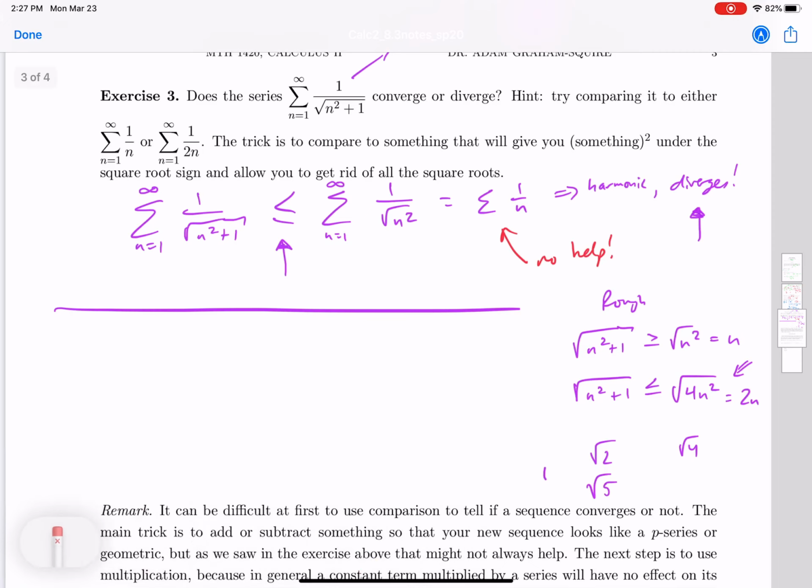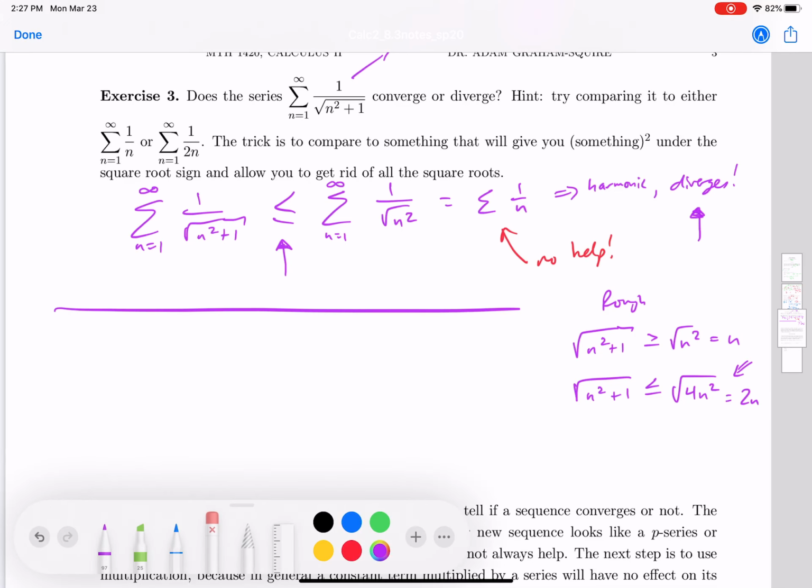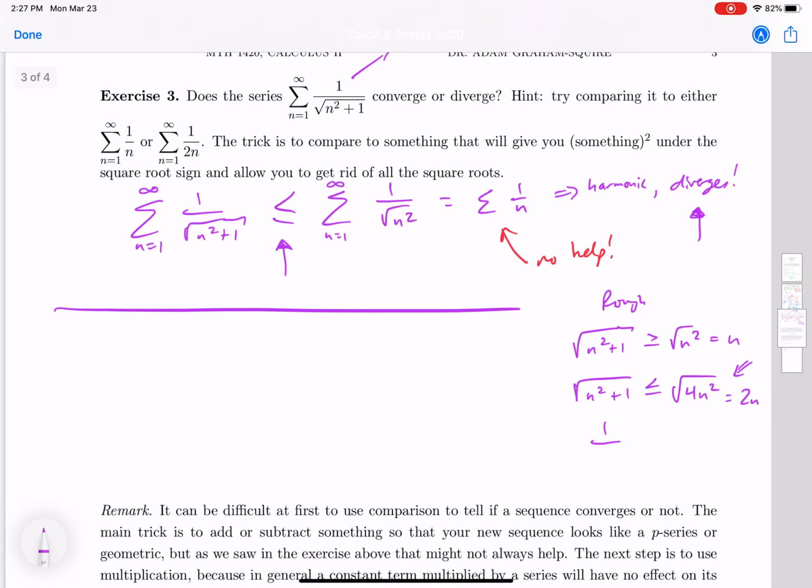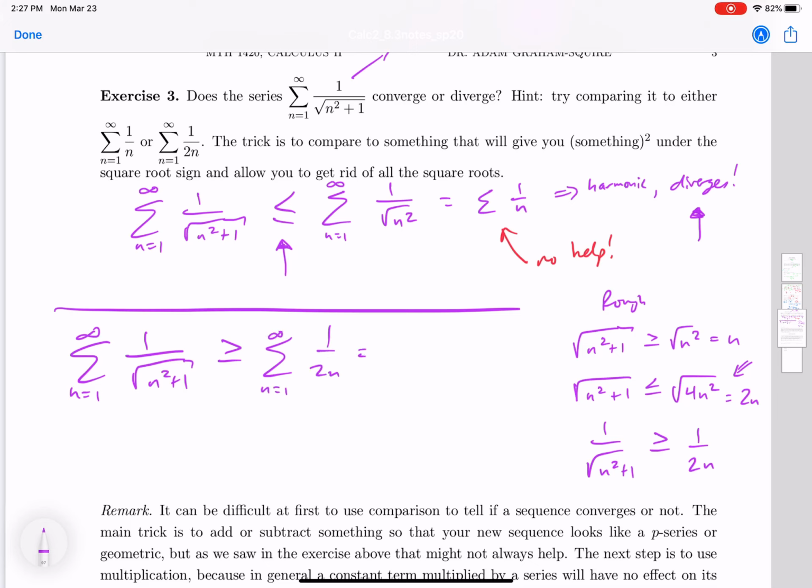So what happens when I do the reciprocal of this? If the square root of n squared plus 1 is less than or equal to 2n, then 1 over the square root of n squared plus 1 is going to be greater than or equal to 1 over 2n. Because when I change to 2n, I'm making the denominator bigger, which is going to make my fraction smaller. So now I can do this. The sum to infinity, starting at n equals 1, of 1 over the square root of n squared plus 1 is going to be greater than or equal to the sum to infinity, n equals 1, of 1 over 2n. But that's just 1/2 times the harmonic series.